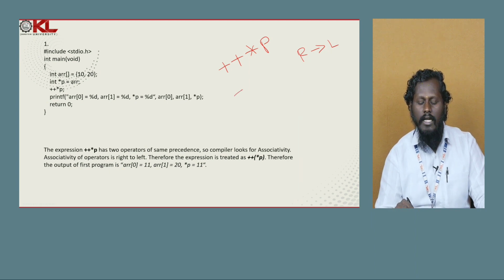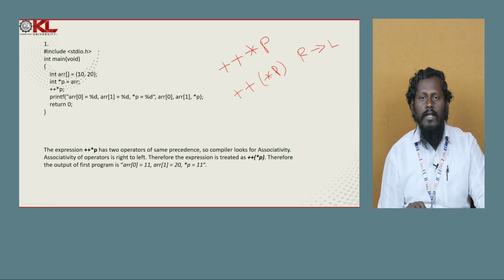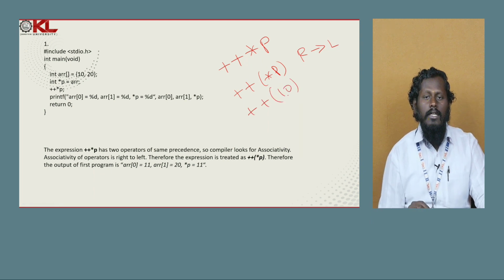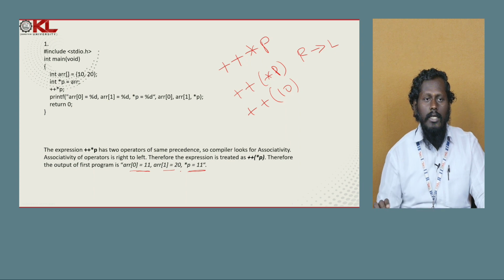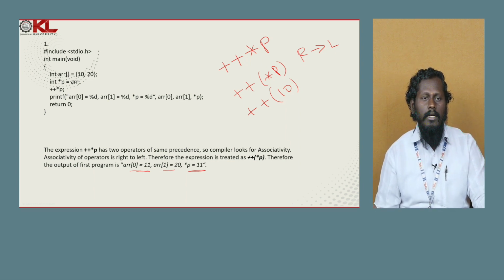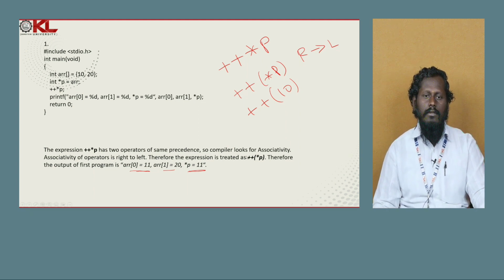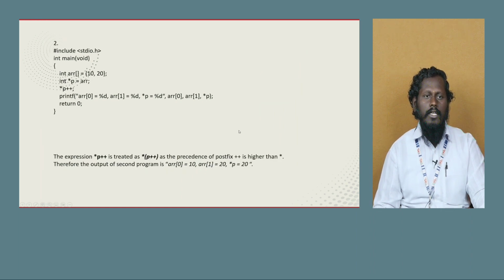So this expression can be considered as plus plus, that is star p. Whatever the first value is given as star p, that is the first element, 10. Now 10 is taken as plus plus star p, nothing but 10. Now plus plus will be evaluated first, so the second one becomes 11. So the answer is a of 0 will be 11, and 20, and star p is nothing but 11. Correct? Because the plus plus pre-increment operator and the pointer operator have the same precedence, so we have to look into the associativity, right to left. Very simple examples. We go to the next one.